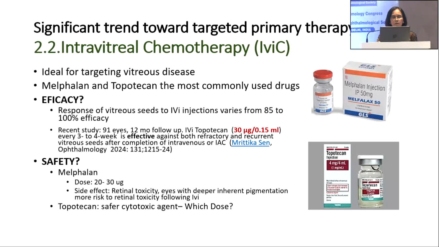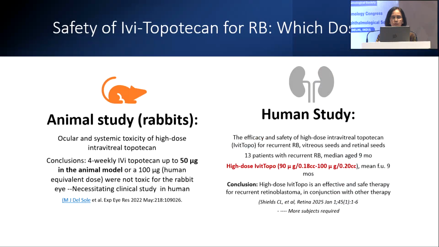And how about the safety? With the melphalan dose of 20 to 30 microgram, the most reported side effect is retinal toxicity, especially for the deeper inherent pigmentation like in the Asian population. How about topotecan? Topotecan is considered a safer cytotoxic agent. So what dose should we use?